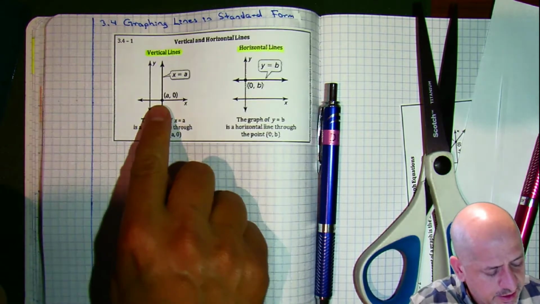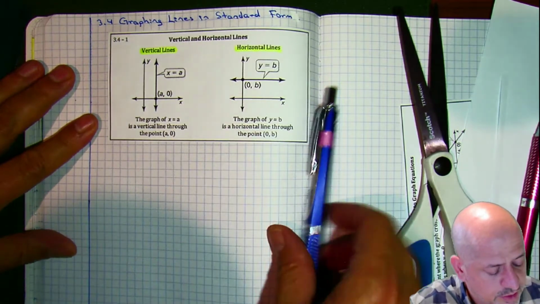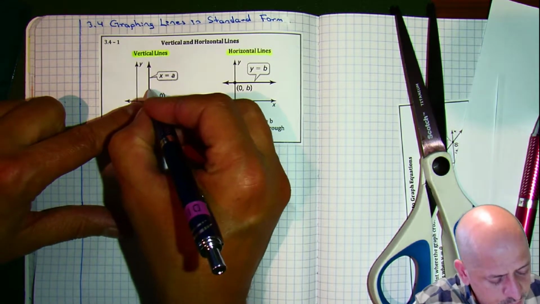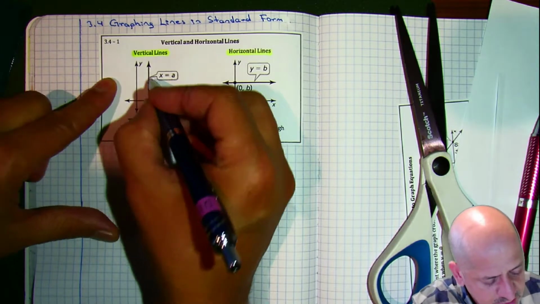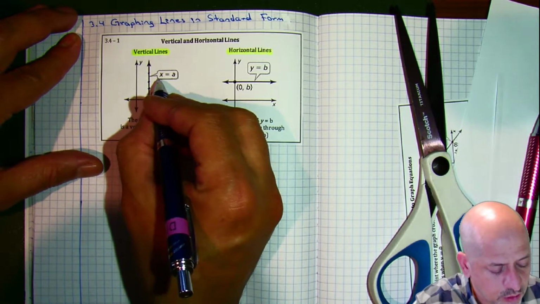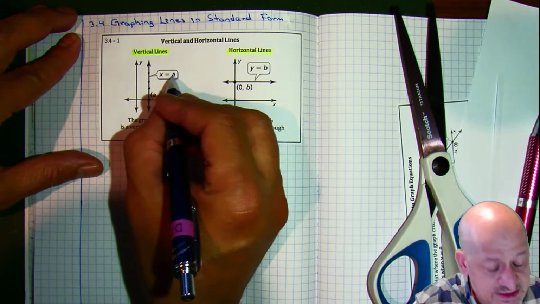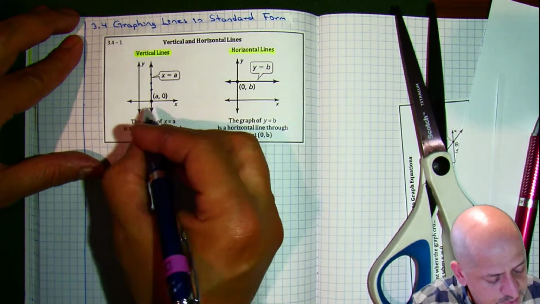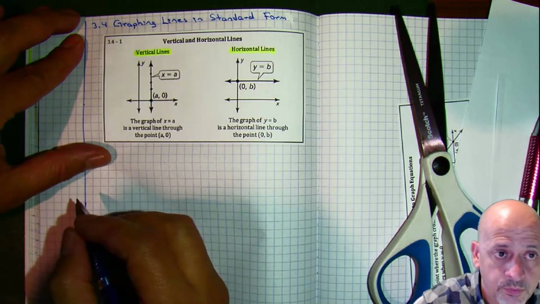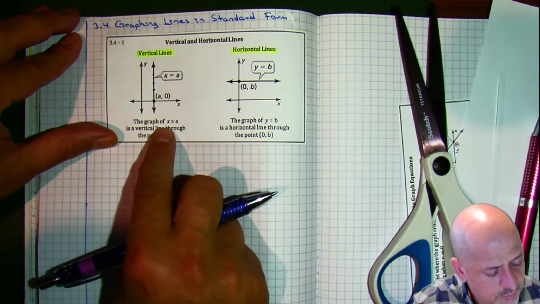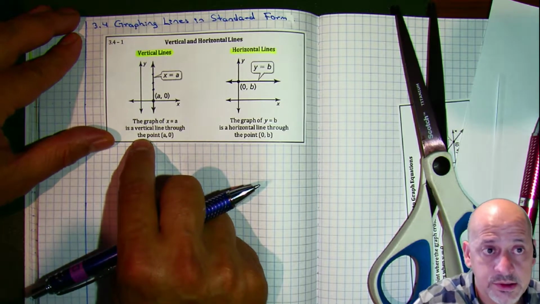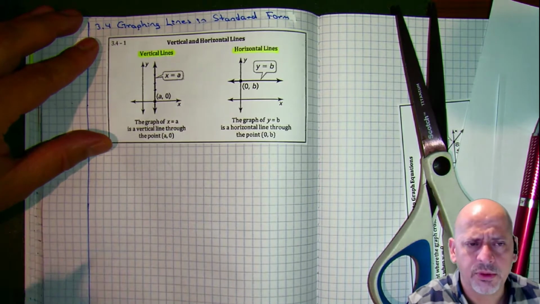Whenever you have a, 0, or x equal to a, that means that all the points on this line have an x value of a. So if this was 2, 0, each of the points would have an x value of 2. Therefore, the graph of the equation x equal to a is a vertical line that goes through the point a, 0. And we'll go through an example right now.